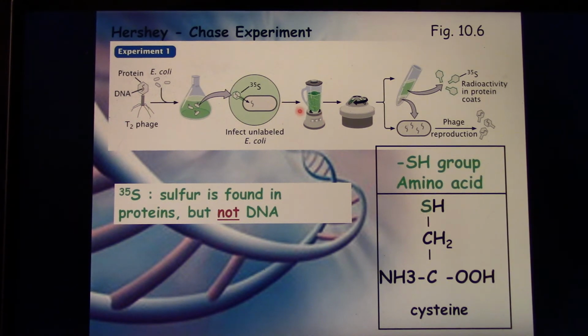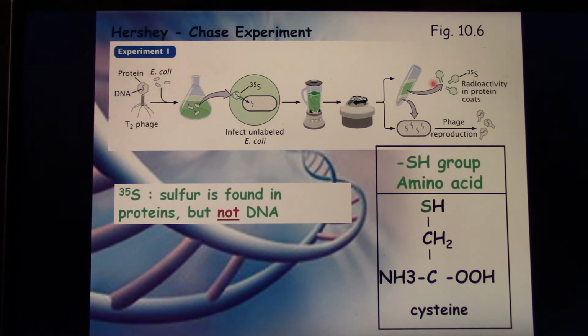And so after the infection for a while, they interrupt the infection with a blender like you'd find in your kitchen, and then they put it in a centrifuge that has an action very much like your washing machine. And we're going to have centrifugal force that's going to pull down, instead of your heavy clothes, the heavy bacterial cells, and the water is going to be up top that we can pull off with a micropipette. And what they did was they looked for where did the radioactivity go.